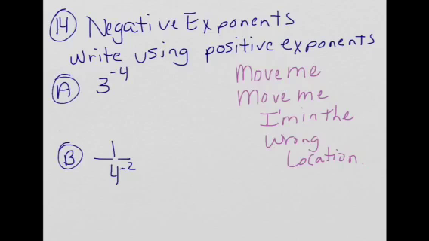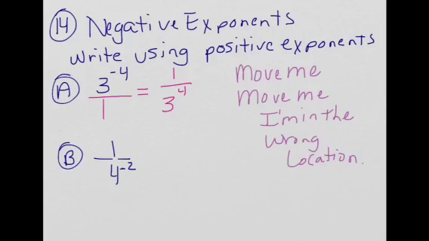Now we're going to work with negative exponents. When you see a negative exponent, you should think of the negative exponent saying, move me, I'm in the wrong location. So right now, our 3 is in the numerator, and the negative exponent is crying out, move me, I'm in the wrong location. So to make him positively happy, he's going to go down into the denominator.